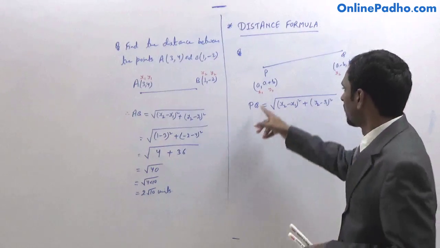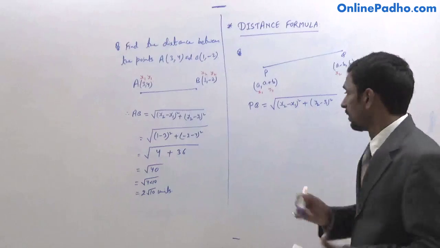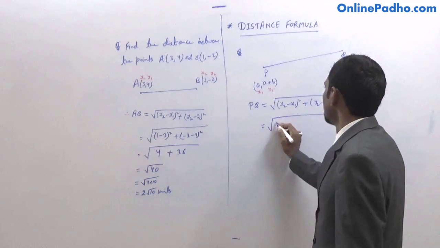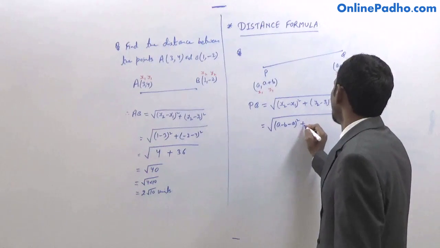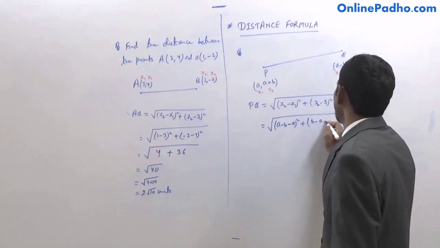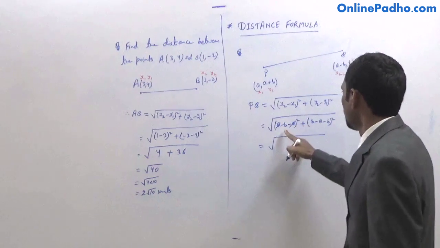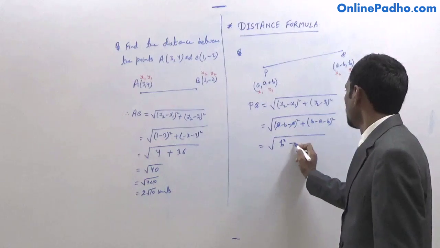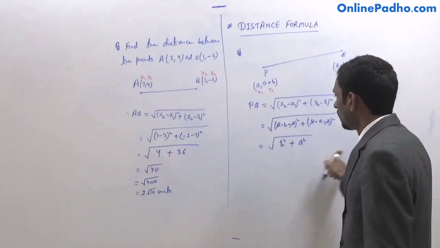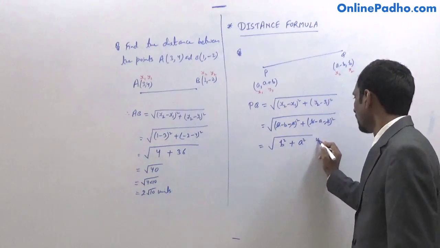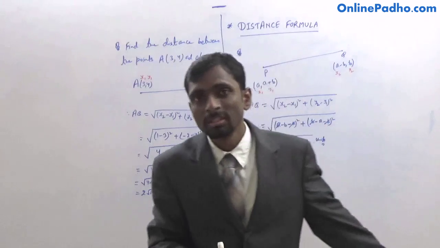So we can say x1 is a, y1 is a plus b, x2 is a minus b, and y2 is b. Right? So we can apply the formula and substitute the values here: x2 minus x1 is (a minus b minus a) whole square, plus y2 minus y1, we can say (b minus a minus b) whole square. So it will be equal to square root of, you can cancel a with a, minus b square will be b square, and plus you can cancel b with b, minus a square will be a square. So this will be equal to square root of a square plus b square units. This is the length. The length must be in terms of a and b, because the question is in terms of a and b.